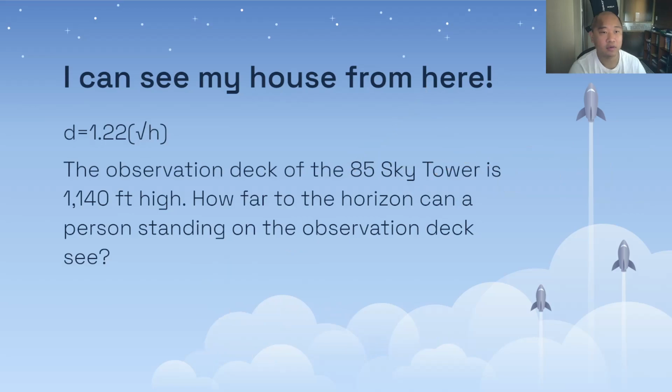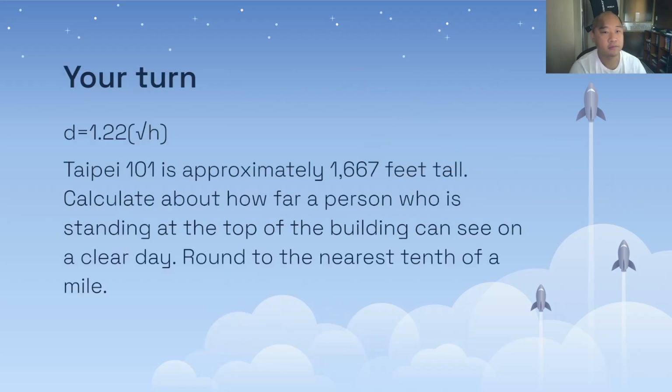Here we go. All right. Your turn. Taipei 101 is approximately 1,167 feet tall. Calculate about how far a person who is standing at the top of the building can see on a clear day. This is not the observation deck. This is actually standing on the top of the building. If you were able to get to the top, which I don't think you can, but if you were able to get up there, how far could you see round to the nearest tenth of a mile?